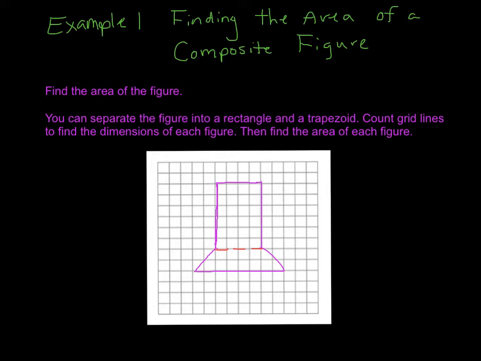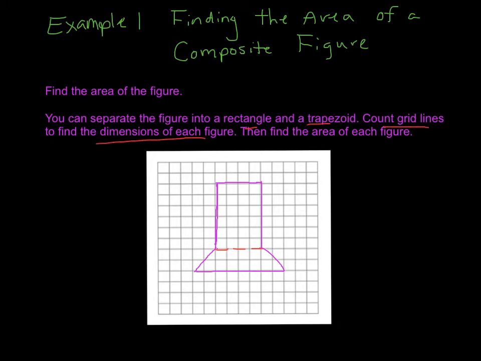Now, one thing that you have to remember is there might be a number of different ways we could do this. I mean, technically speaking, we could separate it and make a triangle here and a triangle here, but that would be a little bit more work on our part. We don't really need to do that, so you wouldn't necessarily do that. But just remember, there's multiple ways to do that. So the first thing you're going to start with, it says you can separate the figures. We did that. And then count the grid lines to find the dimensions of each figure.